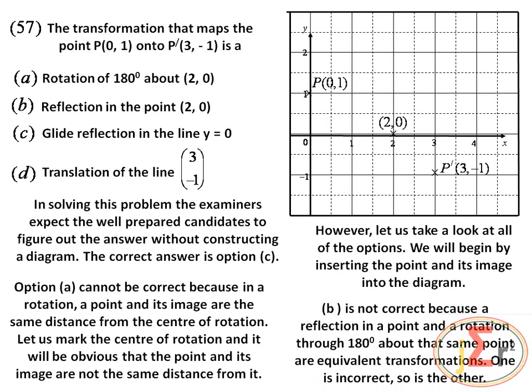B. It is not correct because a reflection in a point and a rotation through 180 degrees about that same point are equivalent transformations. One is incorrect, so is the other. So we are sure that if one is incorrect, the other is incorrect because these two transformations that we have here are equivalent transformations.